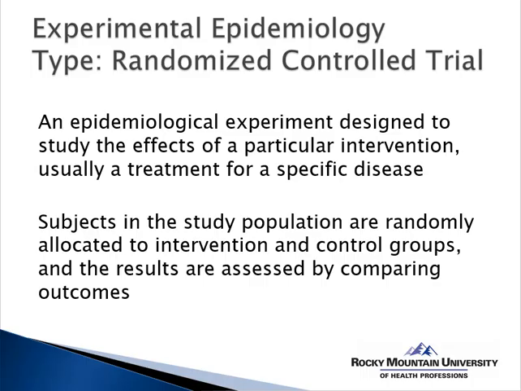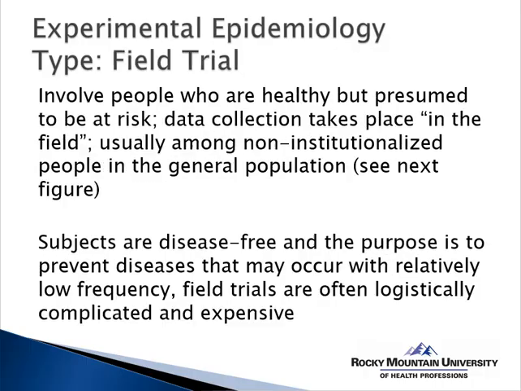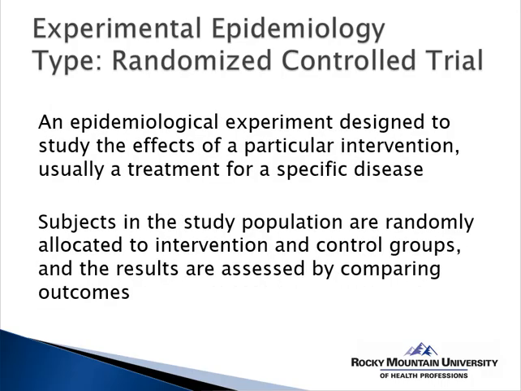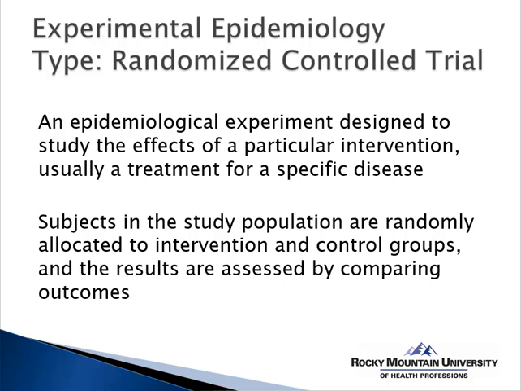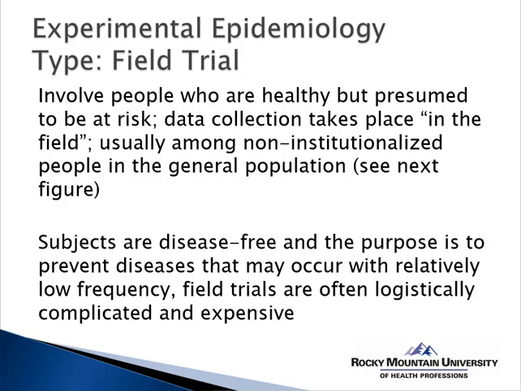Subjects in the study population are randomly allocated to intervention and control groups, and the results are assessed by comparing outcomes. I think we're familiar with these. We're going to talk about randomized controlled trials in the near future. The thing about randomized controlled trials and field trials is they look a lot alike. The way they're being differentiated here, from the epidemiologic textbook that I'm using as a resource, is that randomized controlled trials are treating patients, while field trials are working with healthy individuals.